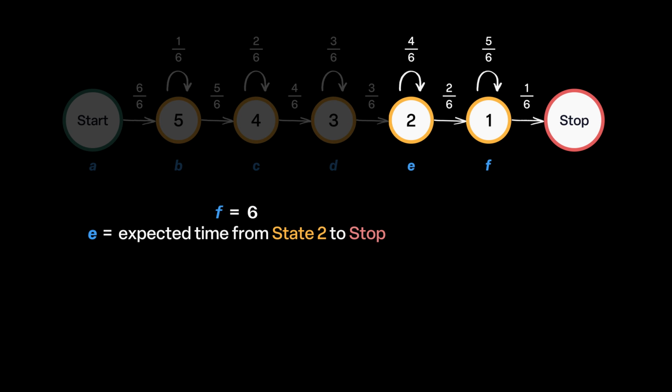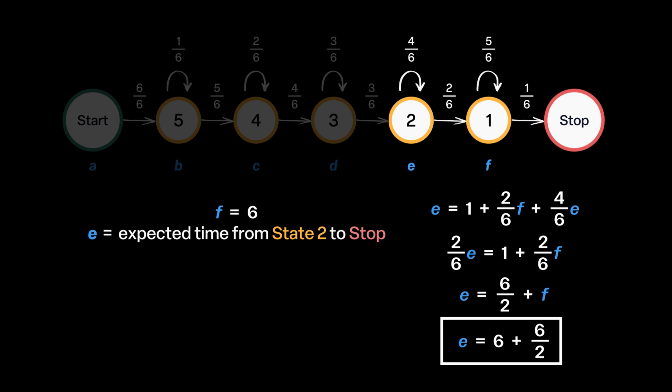Now let's solve for E. From state 2, we can go to state 1 or stay where we are. So we get this equation for E. We can solve for E like this. We find that E is 6 plus 6 halves. I could simplify that expression, it's 9, but the pattern is clearer this way.